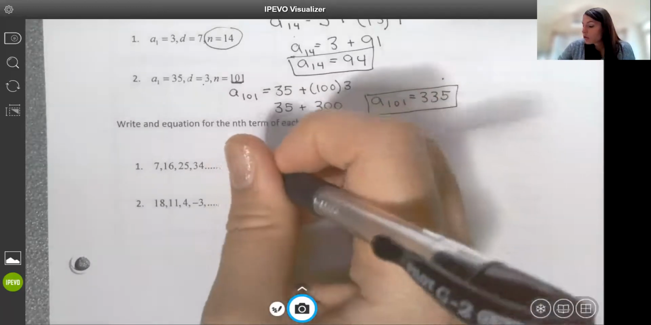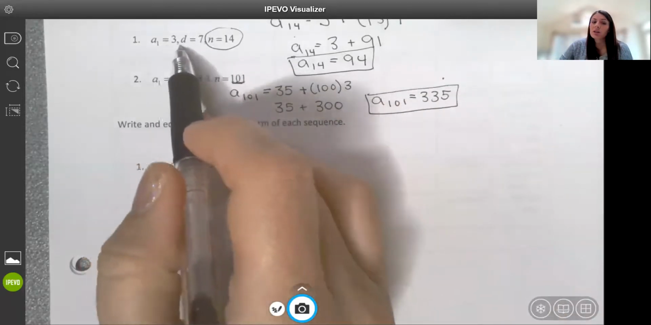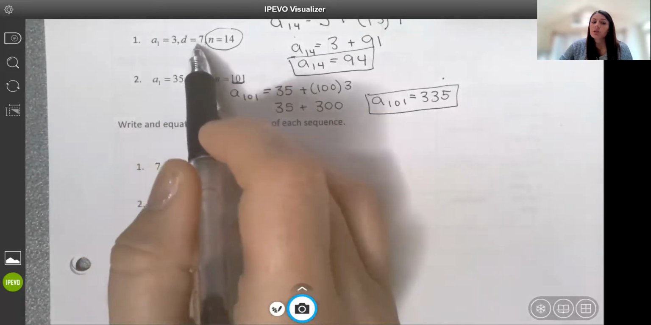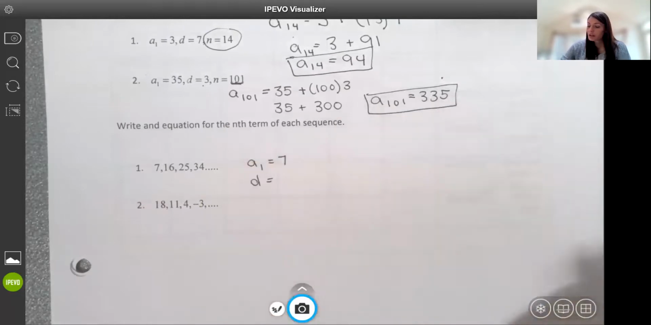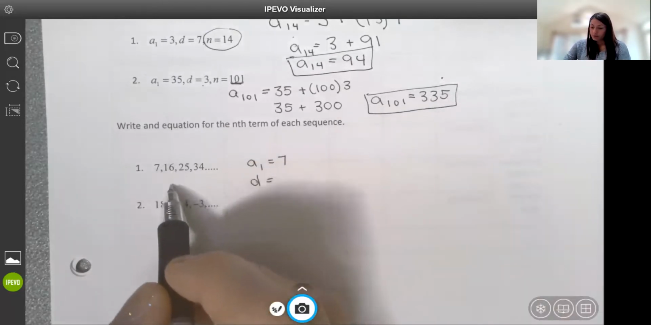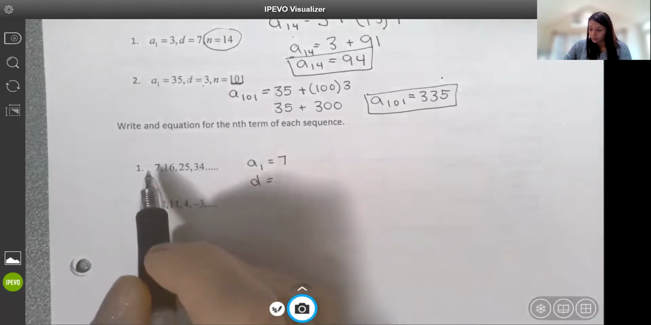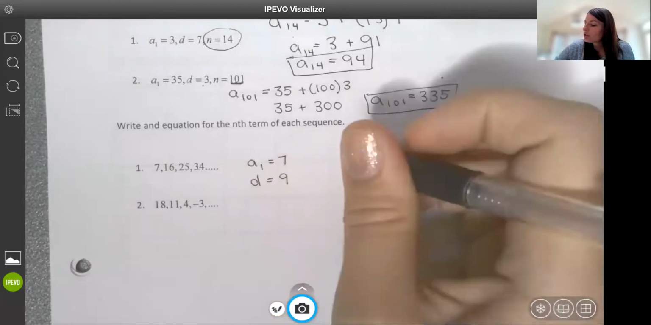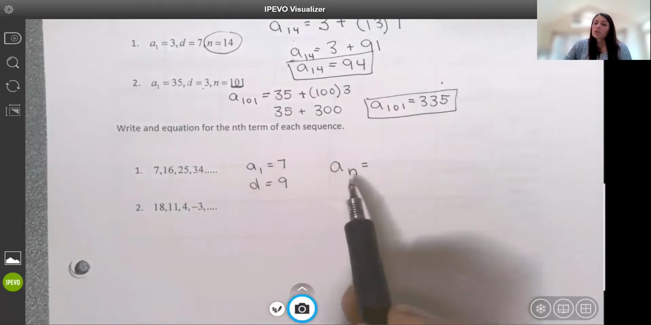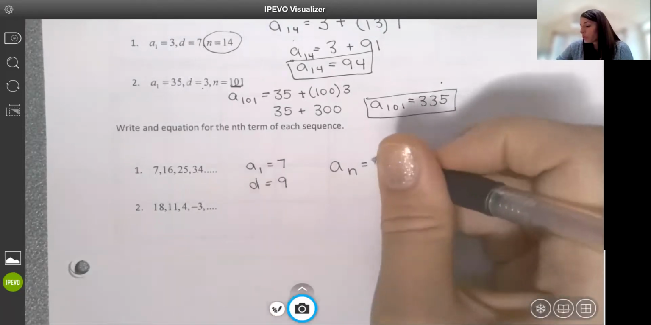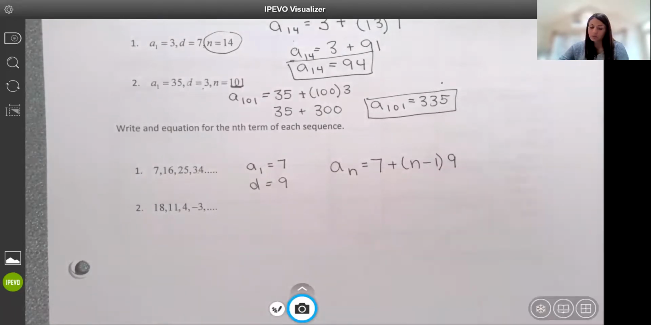So here I see that my first term is 7. So essentially we want to find these pieces of information. What's the first term and what's the difference? My first term is 7. And my difference, as I look from 7 to 16, 16 to 25, 25 to 34, is that each time I'm adding 9. So putting that into my formula, the nth term of each sequence, A sub n, will equal the first term plus n minus 1 times 9.